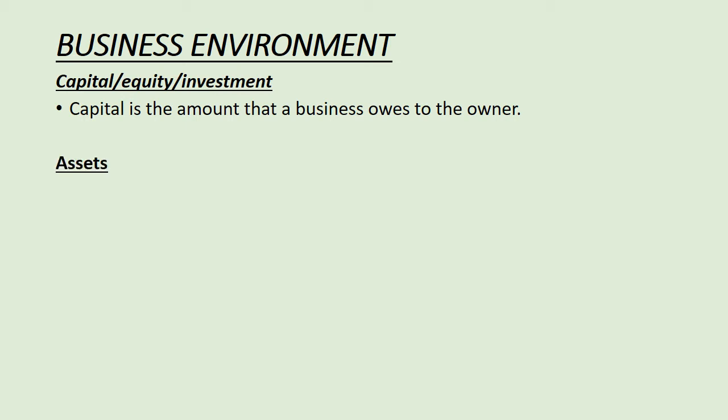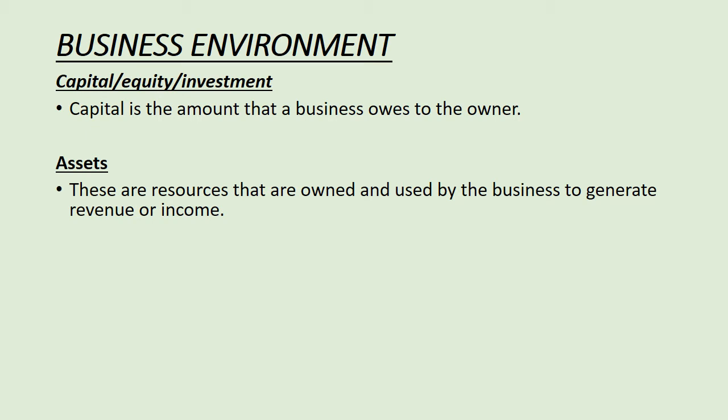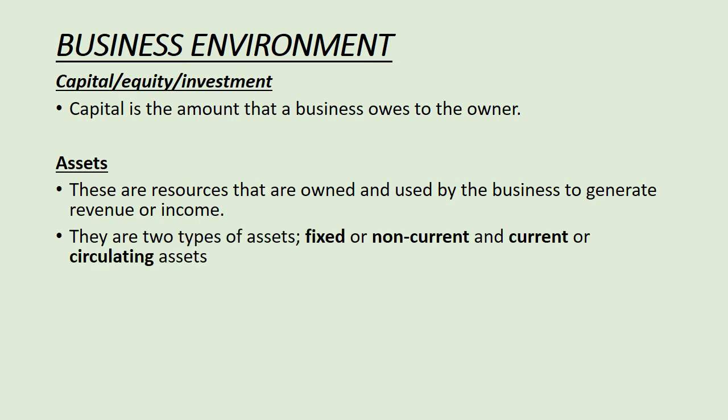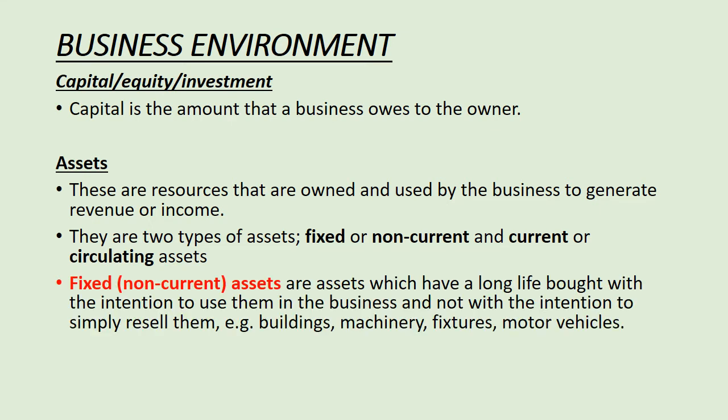Second is assets. These are resources that are owned and used by the business to generate revenue or income. So anything that the business will use, as long as it generates revenue and income, is called an asset. There are two types of assets: 1. Fixed or non-current assets, and 2. Current or circulating assets. So we are going to explain the two types of assets.